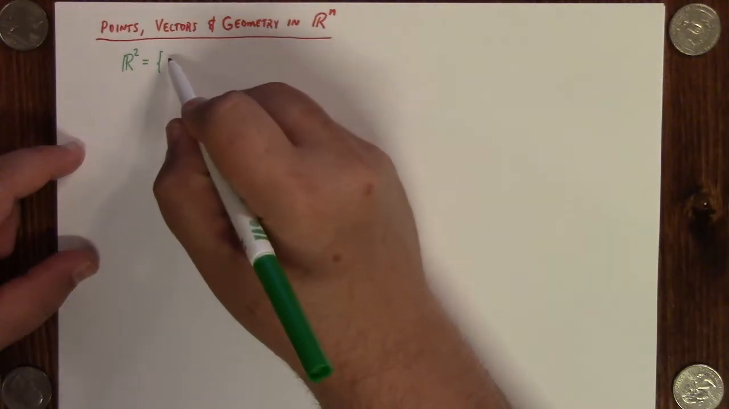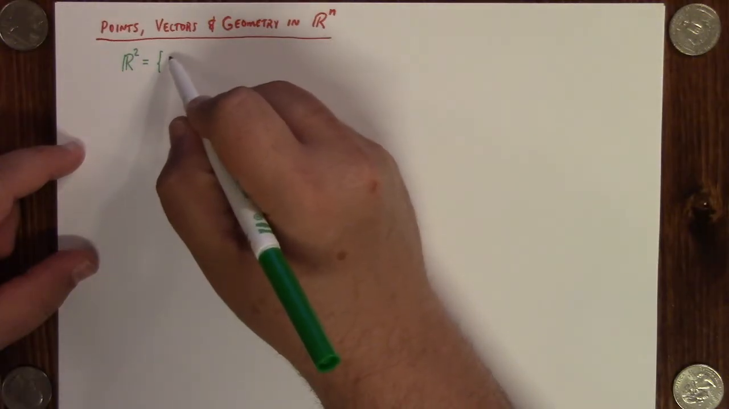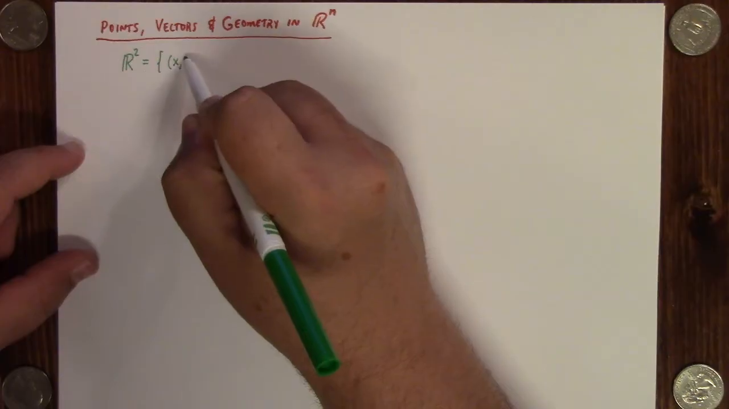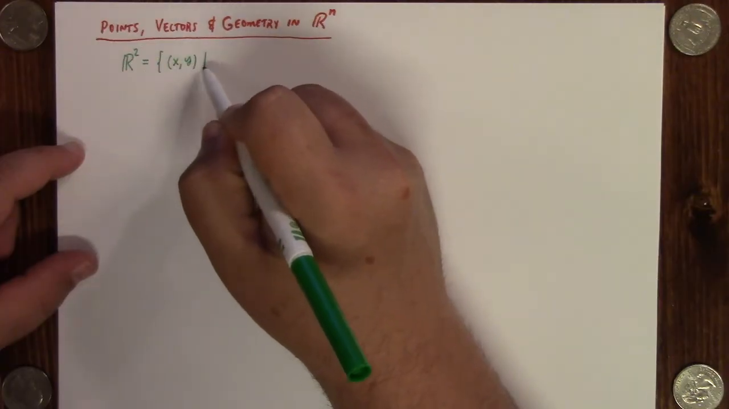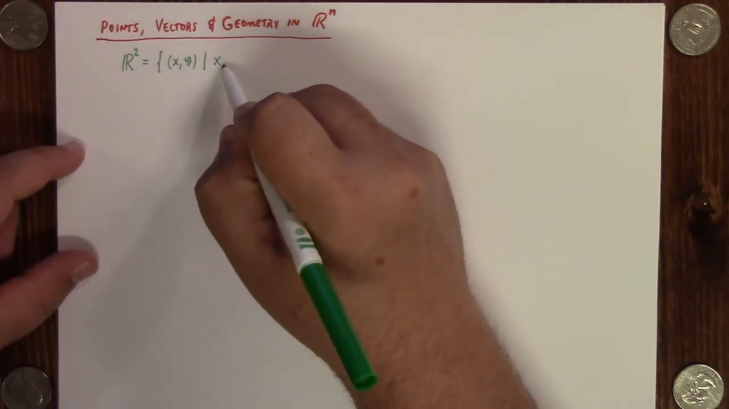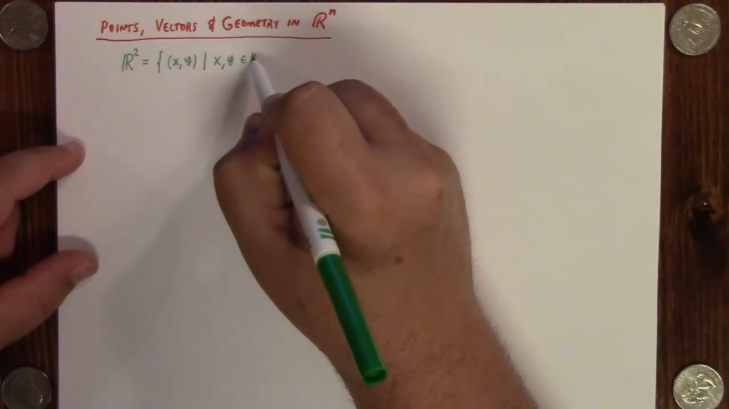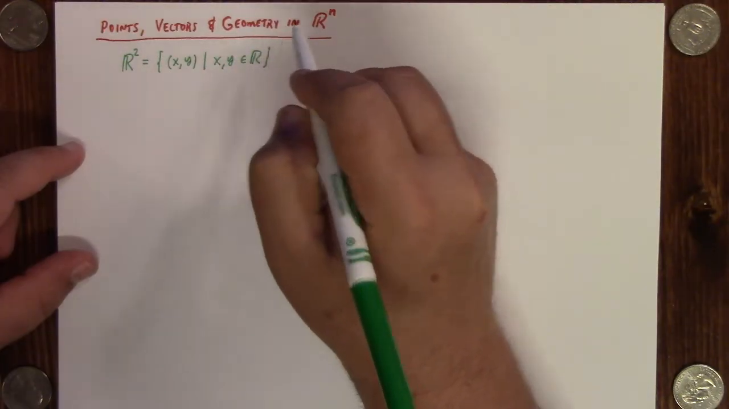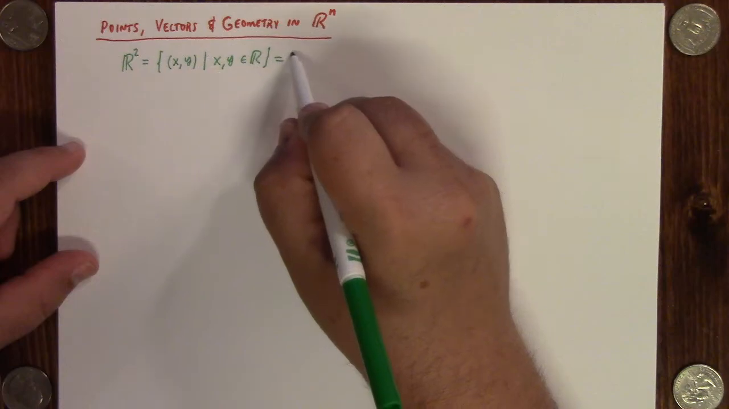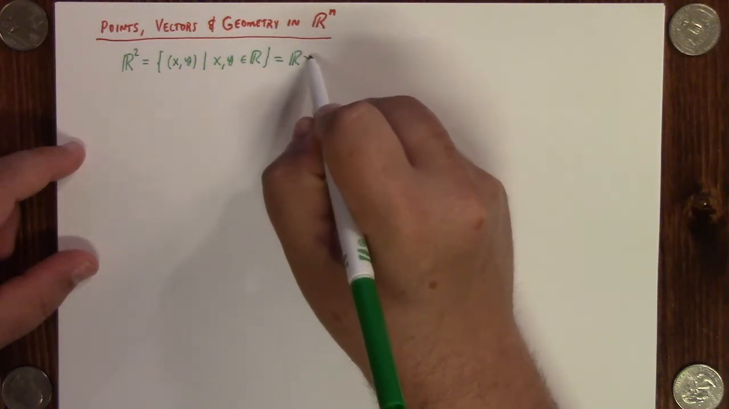R2, or sometimes we think of it geometrically as the plane, is something like this: x and y, ordered pairs, such that x and y are real numbers. Alright, so there's a natural correspondence between this set, in terms of what's called a Cartesian product, this is R cross R.